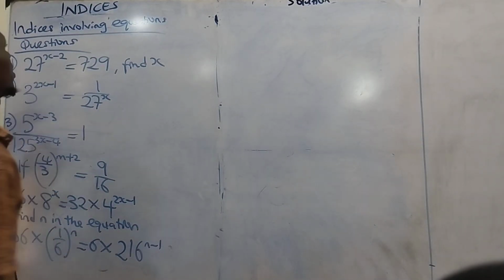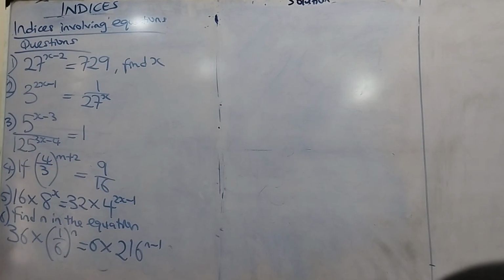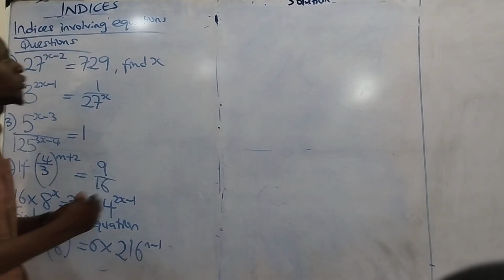Okay, we are going to be looking at indices involving equations here. We call it indicial equations. So this one involves an equation where we are looking for an unknown. Going to the questions here, number one, you can see the questions here. So let's start with number one.